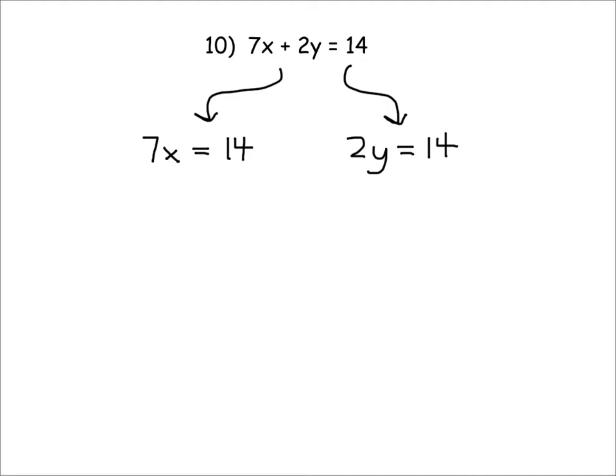So let's go ahead and solve the first one. So x is equal to 7. So we know the y was equal to 0. So the answer would be 7, 0.